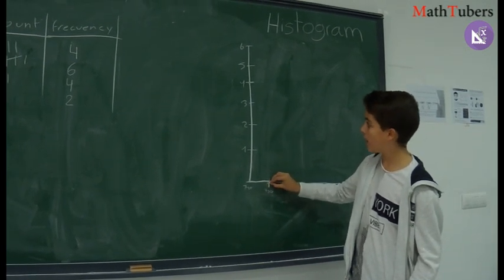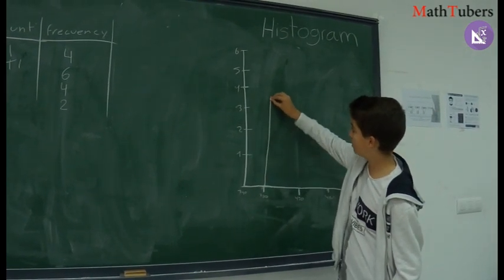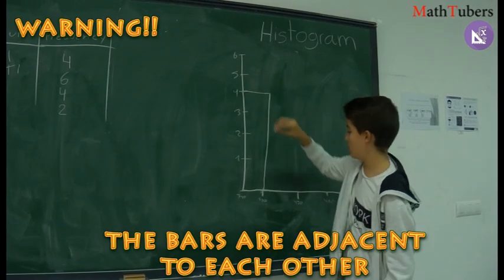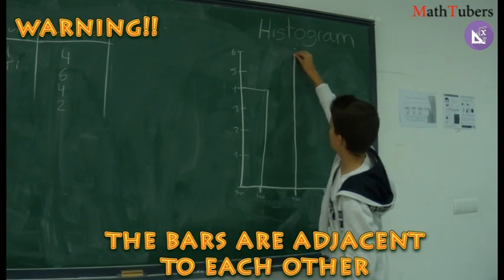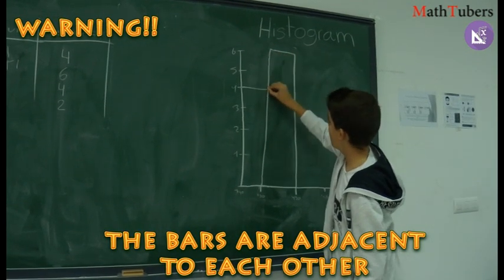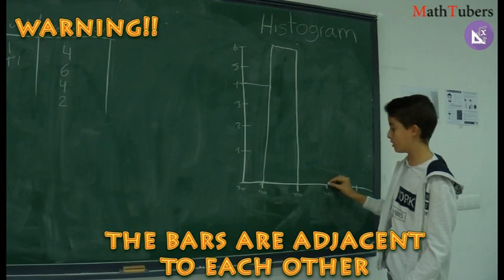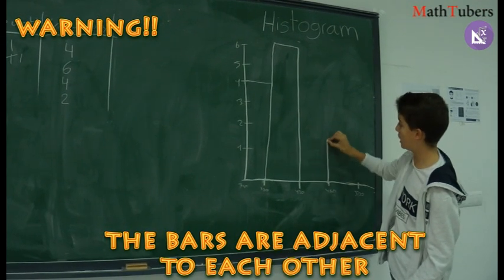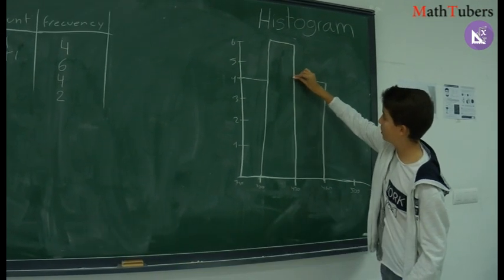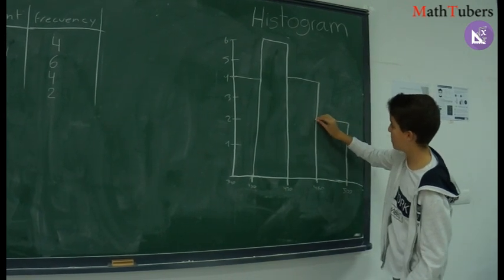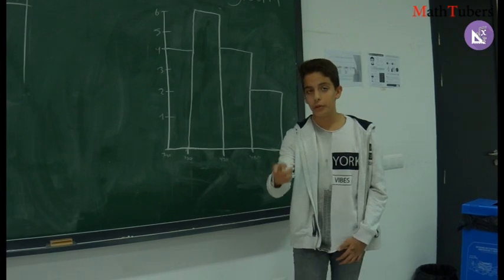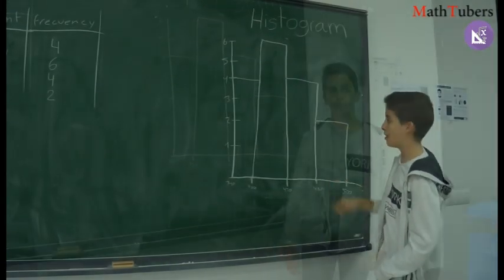In the first interval, there are 4 numbers. In the second, there are 6 numbers. In the third interval, there are again 4 numbers. And in the last, there are only 2. And don't forget that the bars are together.